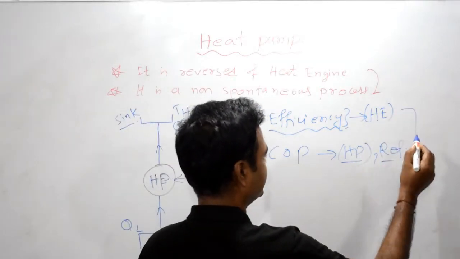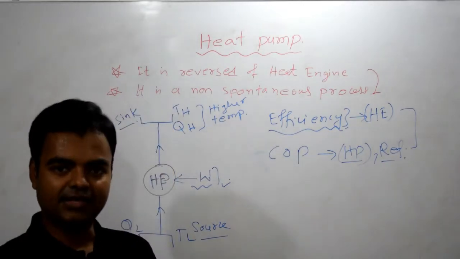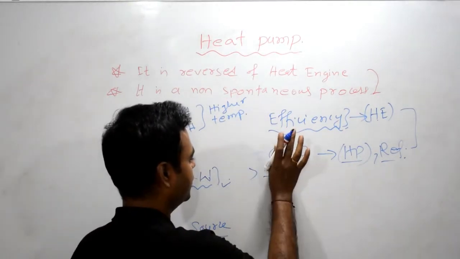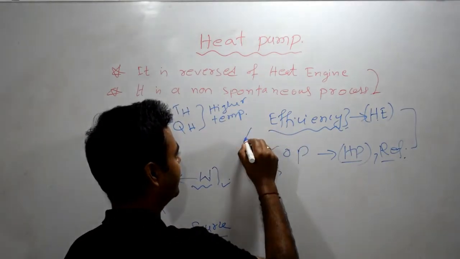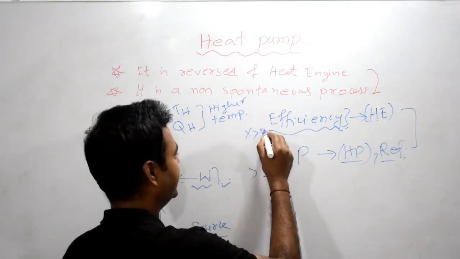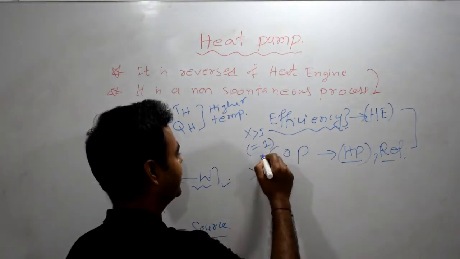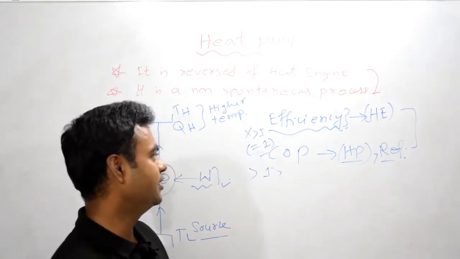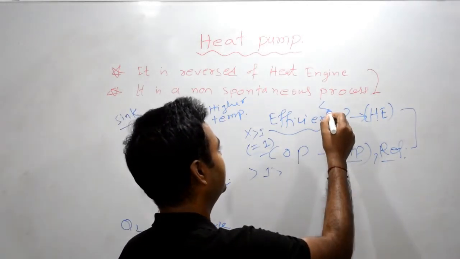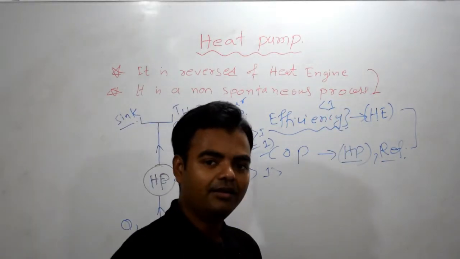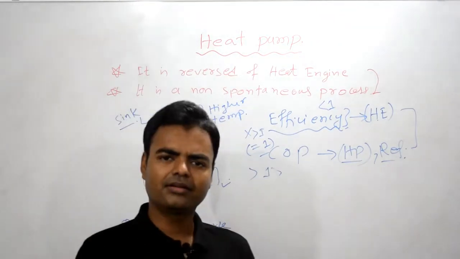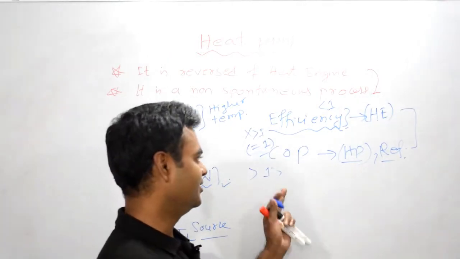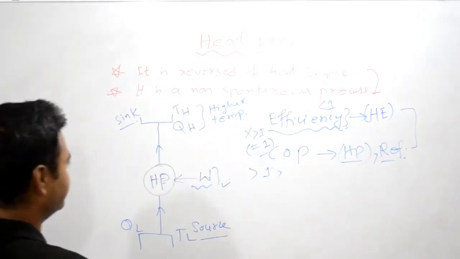The major difference between COP and efficiency is that COP can be greater than 1, but efficiency cannot, it is impossible to get greater than 1. It can be equal to 1, which is again an ideal condition. We cannot get it, practically it is not possible. So efficiency is always what? Less than 1. But COP of a heat pump can be greater than 1, right? It can be less than 1 also in a few cases, but it can be greater than 1.